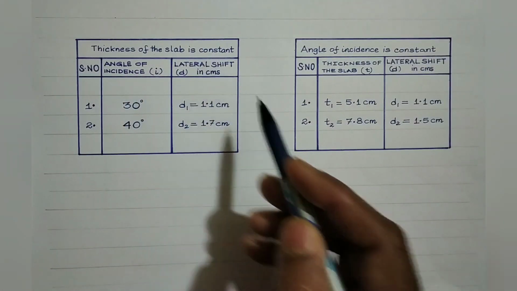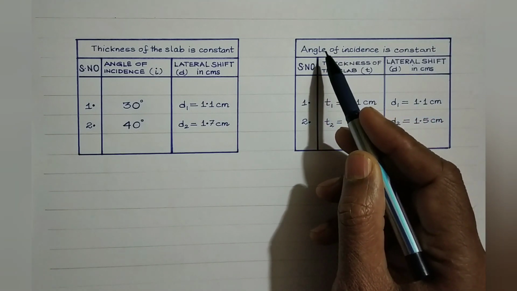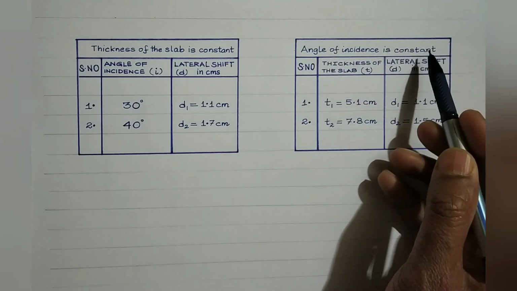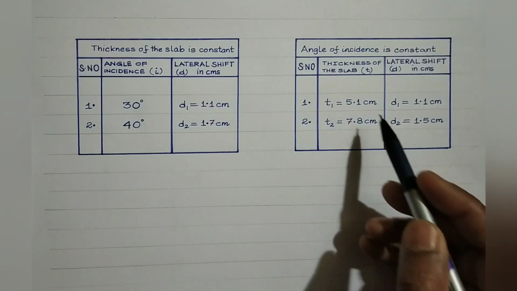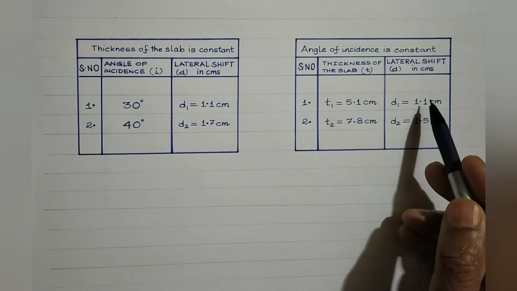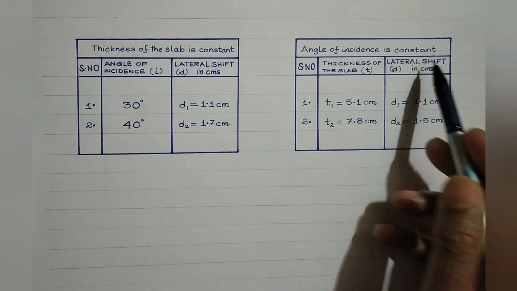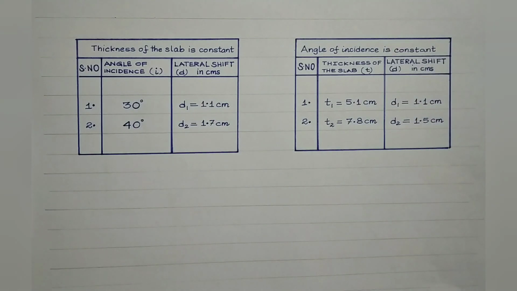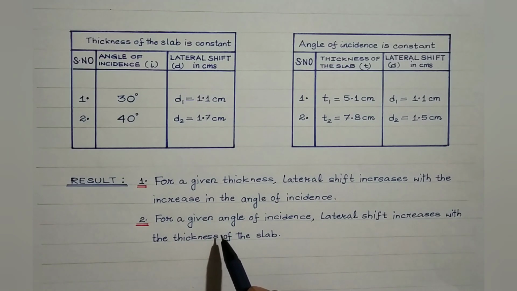And in the second scenario, students, now what we have done is angle of incidence is kept constant and the thickness of the slab is varied. So here you can check with the increase in the thickness of the slab, the lateral shift increases provided the angle of incidence is constant. So students, these are the two results which we have obtained after conducting this particular activity, right?